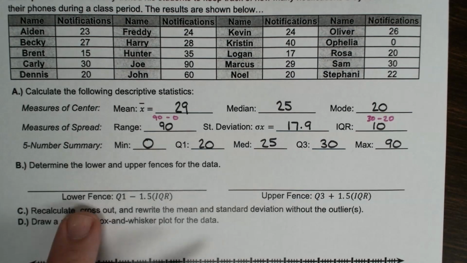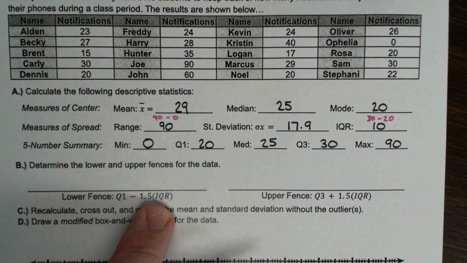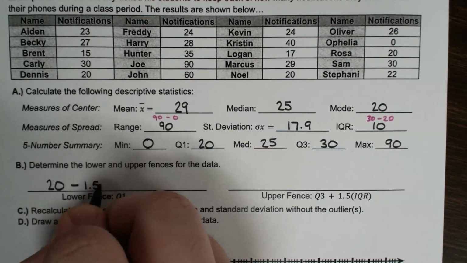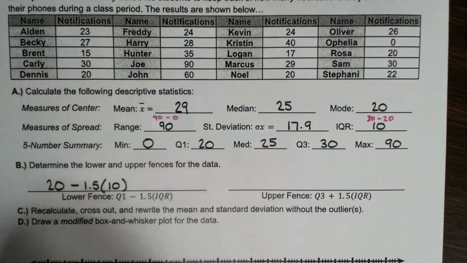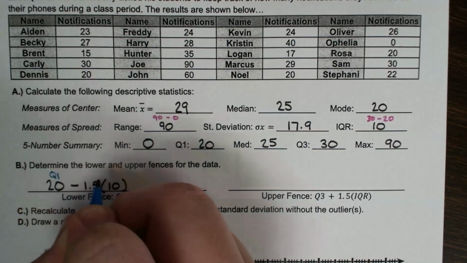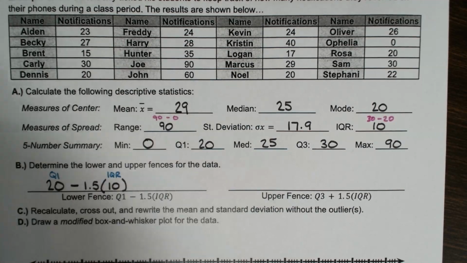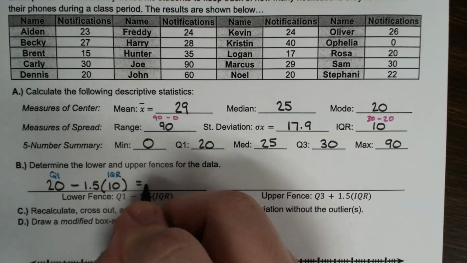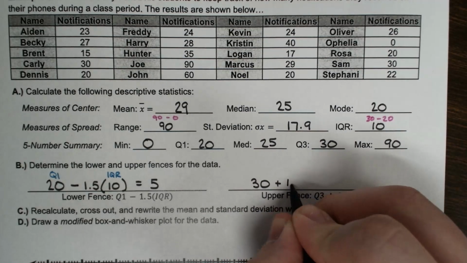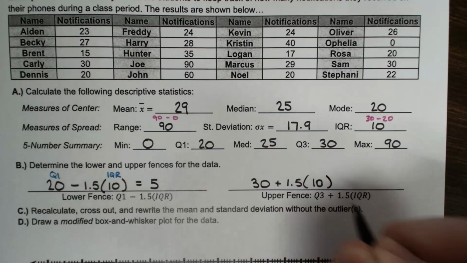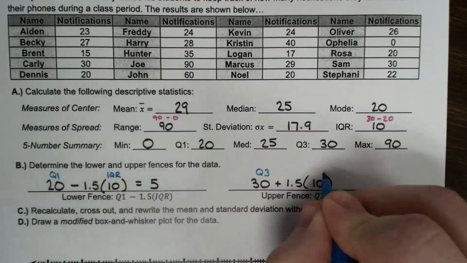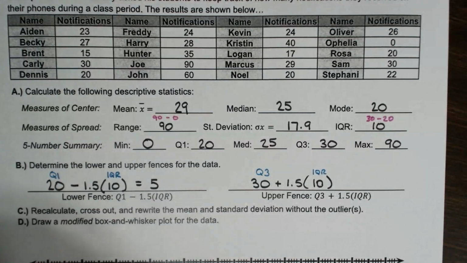So let's do that. The lower fence, Q1 minus 1.5 times the IQR. Q1 is 20 minus 1.5 times 10. Okay, that is Q1 minus 1.5 times the IQR, and that comes out to 5. The upper fence is Q3 plus 1.5 times the IQR, which comes out to 45.